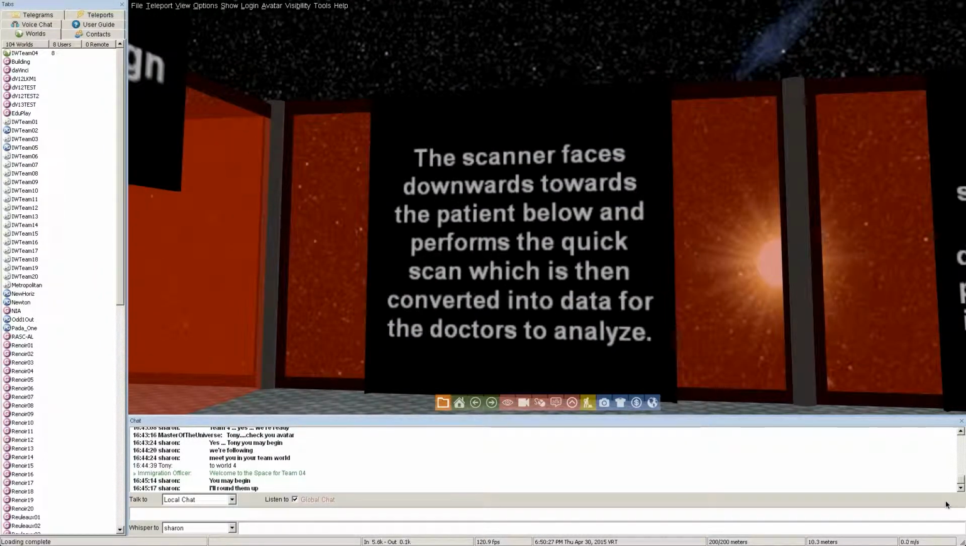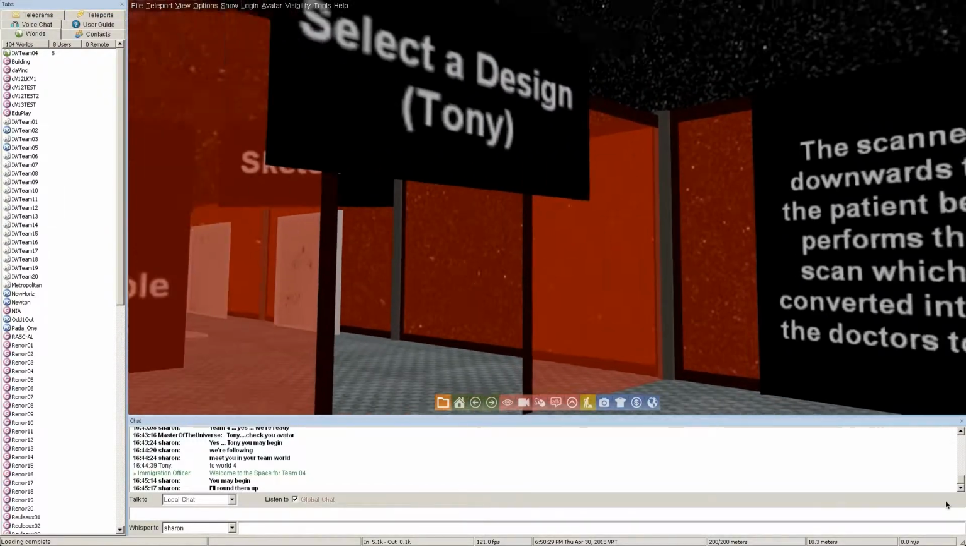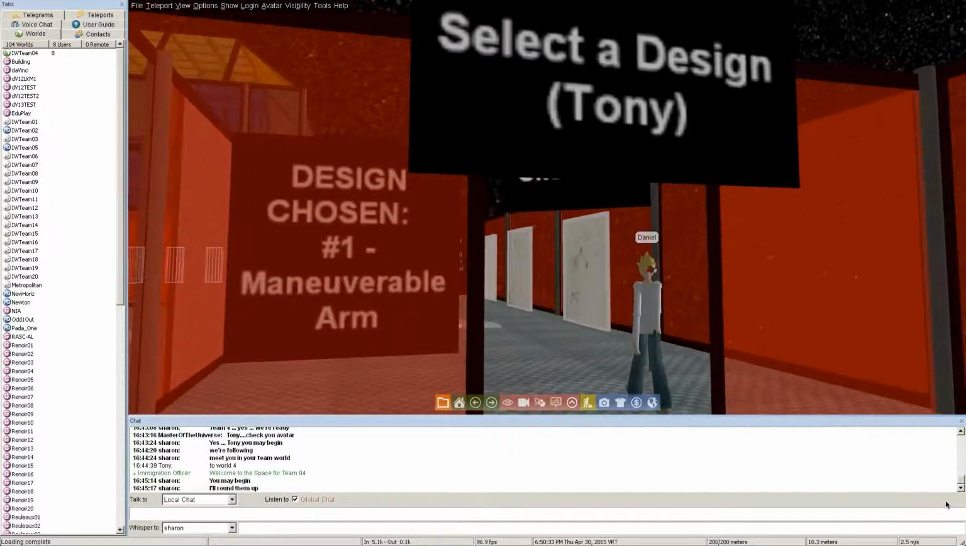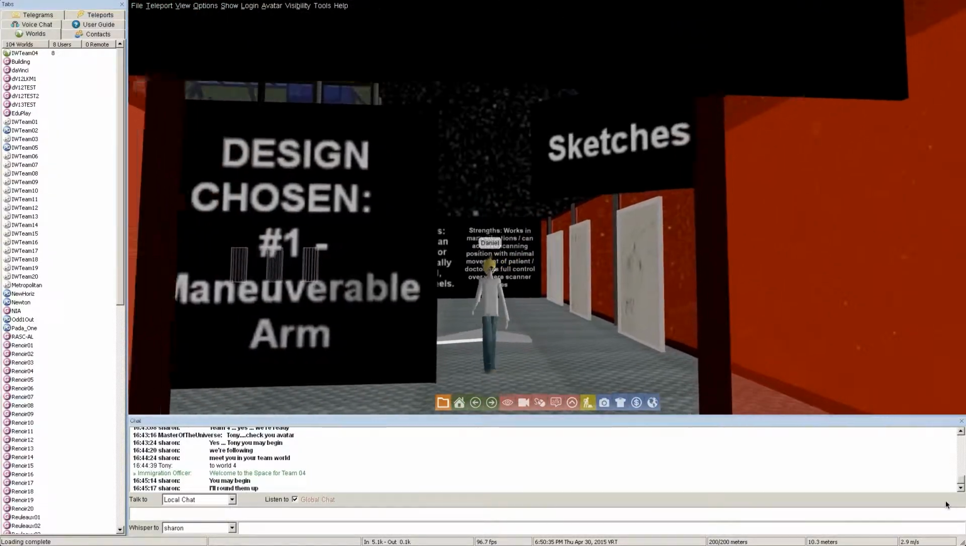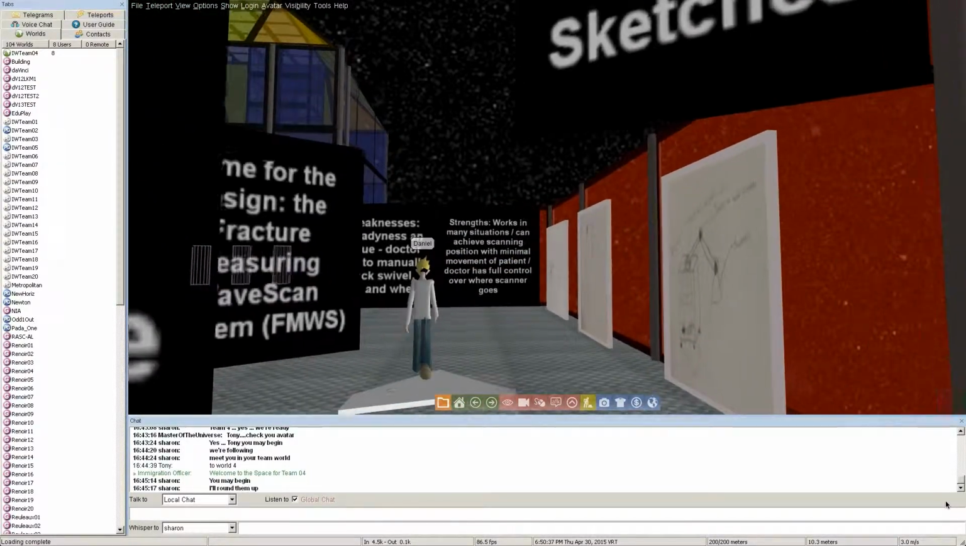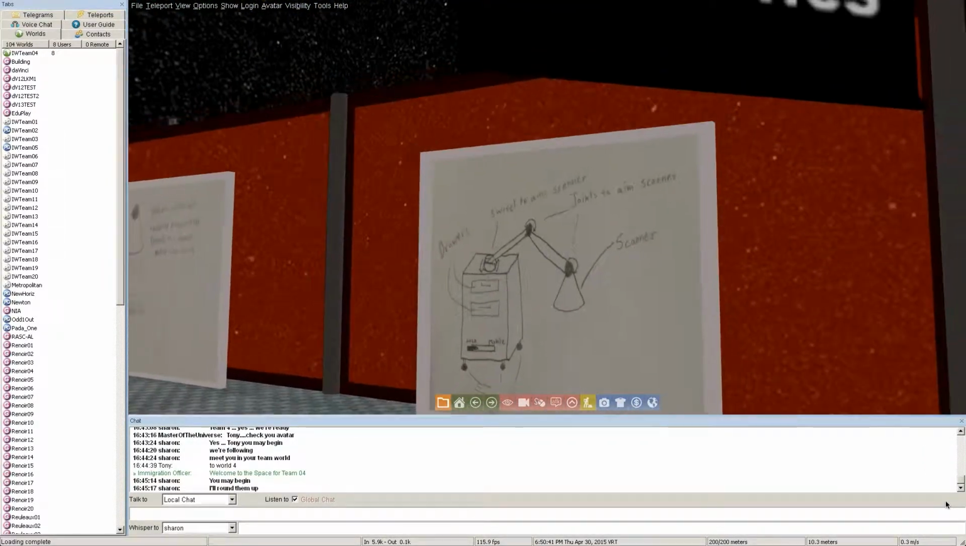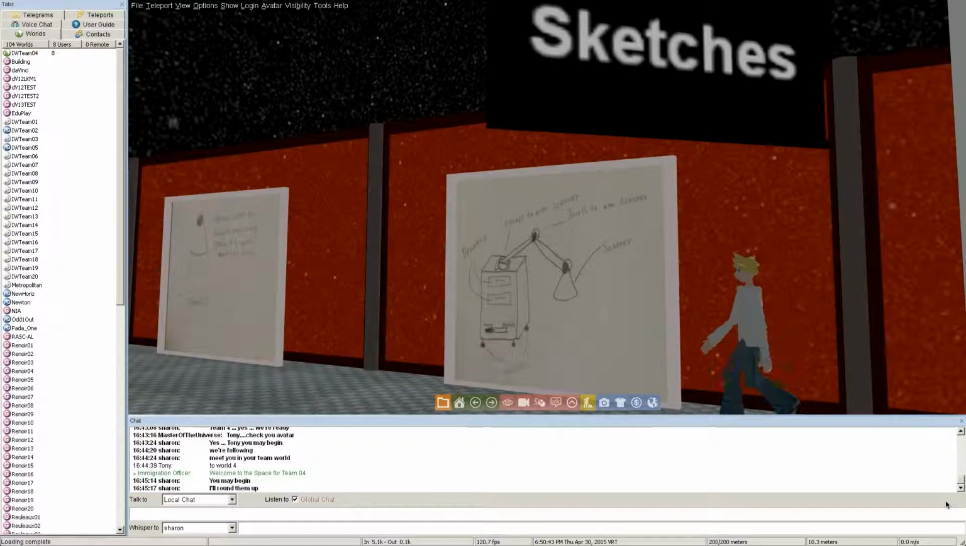So I'm going to continue talking about the next step in the design process, which is to actually select a design. And the design that we selected was the first one I talked to you about, which was the maneuverable arm. And the name we gave this was the fracture measuring wave scan system.